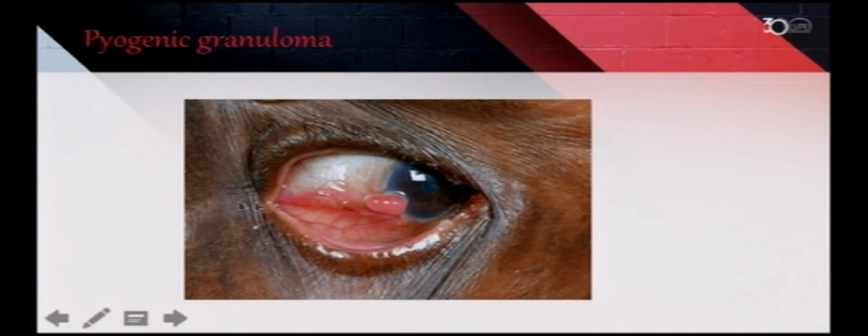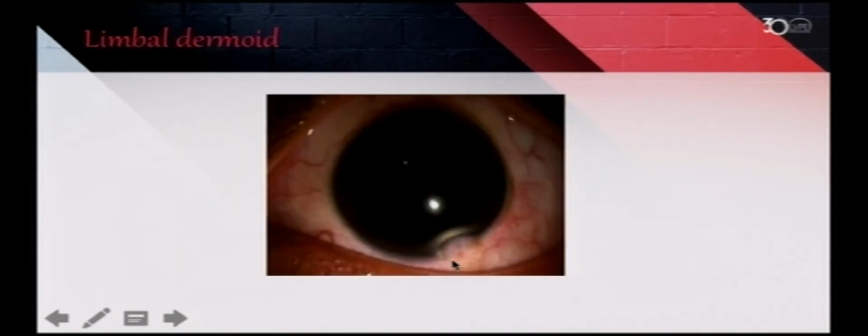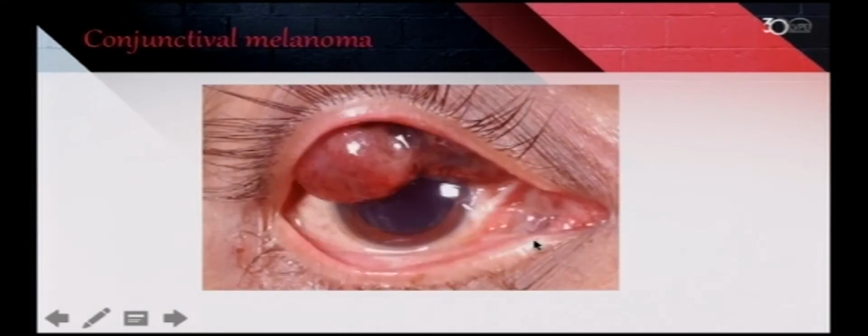Pyogenic granuloma is a vascular, many a times pedunculated lesion bleeding on touch. They usually have a preceding history of surgery or trauma. Limbal dermoid is a very well-defined whitish grayish lesion, usually present since birth with no feeder vessels or any vascularity.